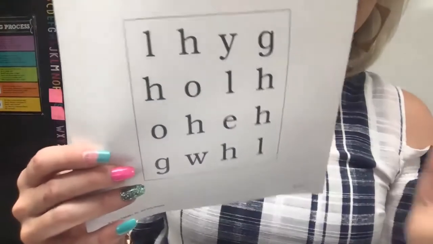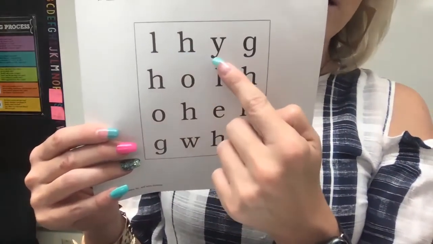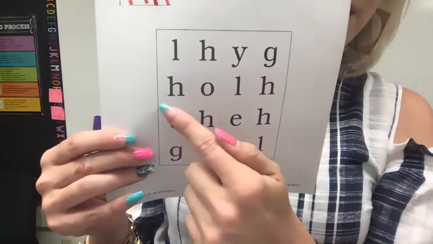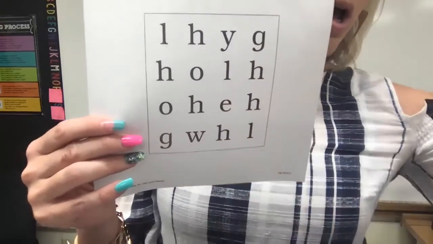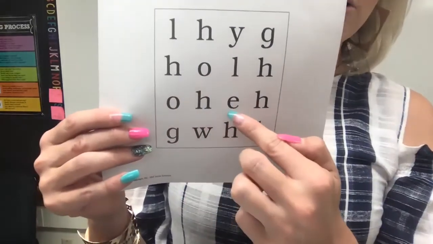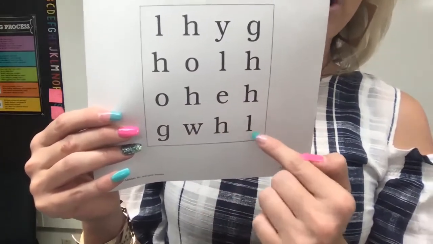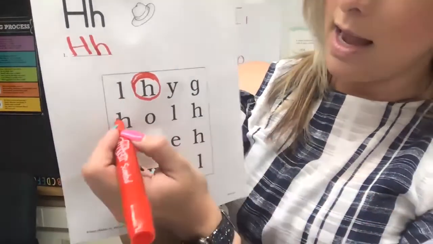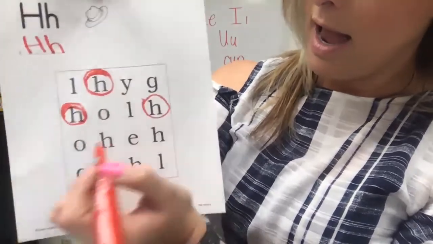Let's look in our box. Let's get our pointer finger ready and point to each one. Ready? L, H, Y, G. Notice we're going left to right, top to bottom. H, O, L, H, O, H, E, H, G, W, H, L. Now you're only going to circle the ones that are, you got it, an H. Let's go ahead and circle all of them that we see that are an H.